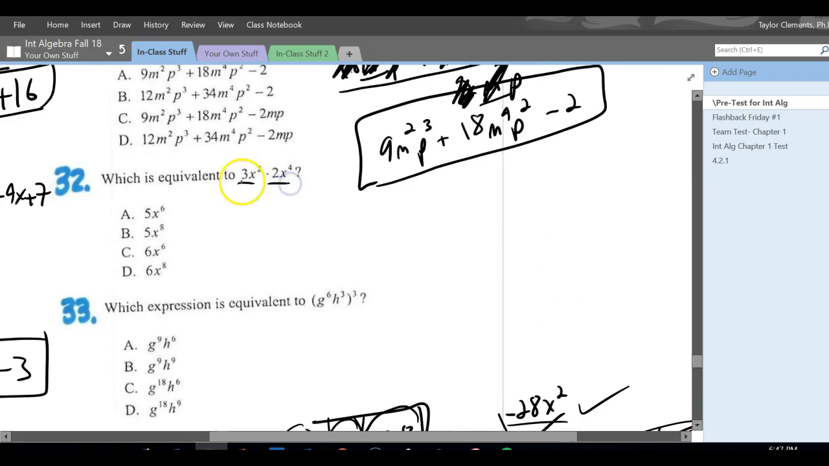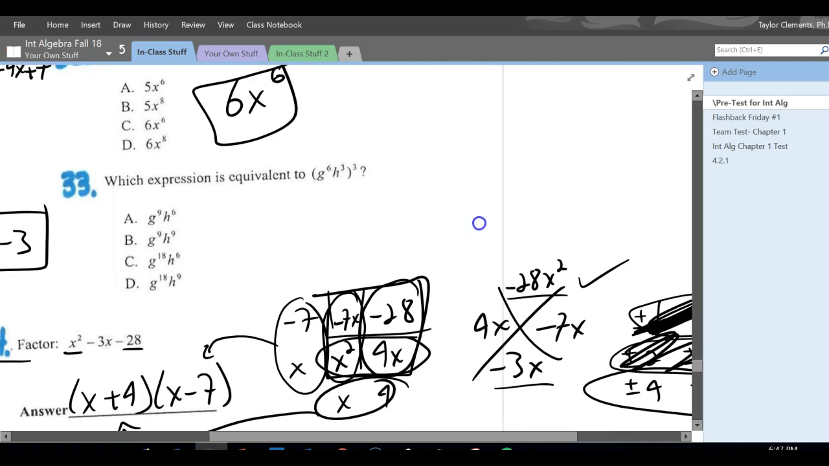Oh, this is just multiplying. So let's see, 3 times 2 is 6. X to the 2 times x to the 4. You are adding exponents. If you get your exponent rules, you'll see that you're adding when you multiply two things. You add the exponents. So that is our answer right there. Here's another exponent rule problem.